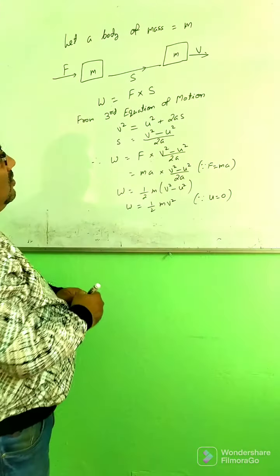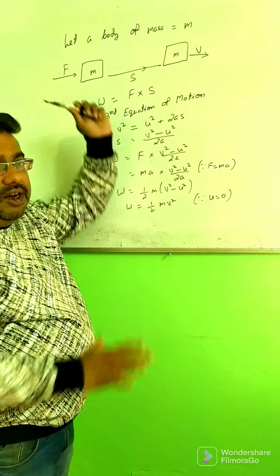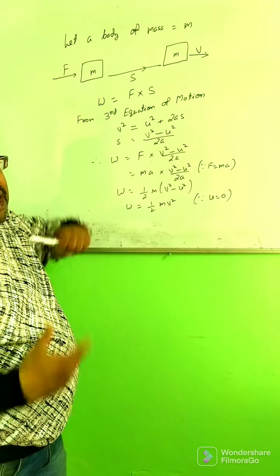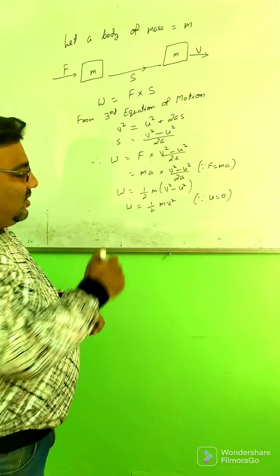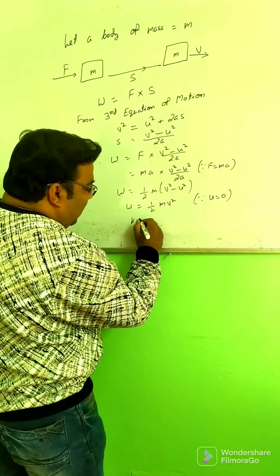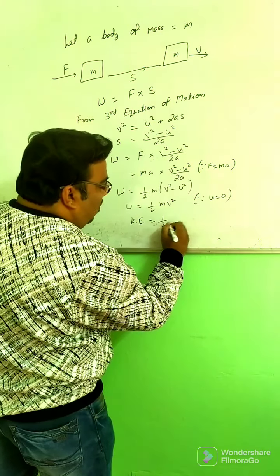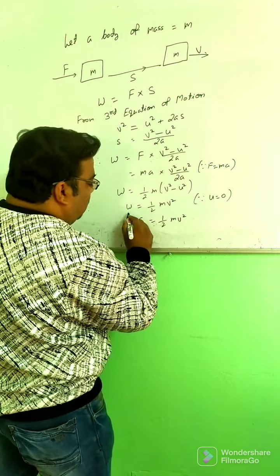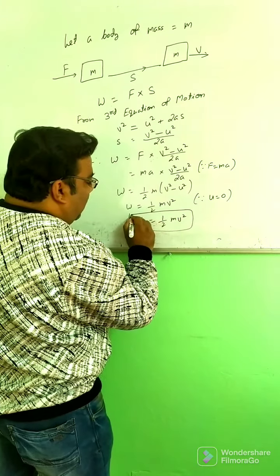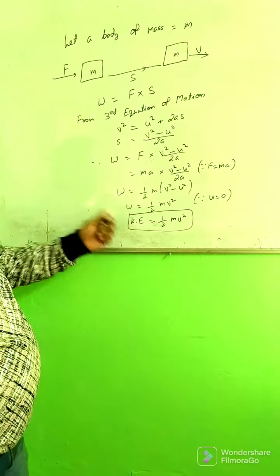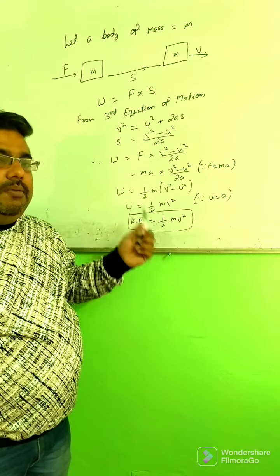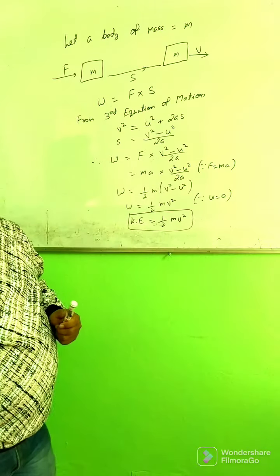And that work done on the body equals the energy possessed by the body. जितना काम होगा उतना उसमें energy आएगा. So as a result, that work done is replaced by kinetic energy. So the kinetic energy of the body equals half m v square. That is the derivation for the kinetic energy. The more the mass of the body, the more the kinetic energy; the more the velocity of the body, the more the kinetic energy.